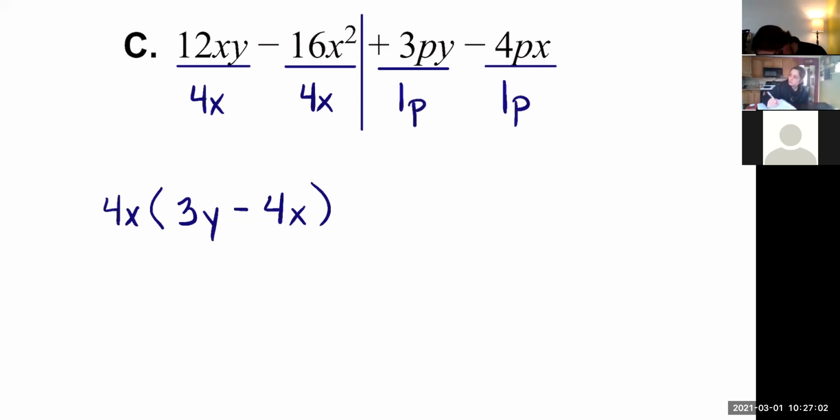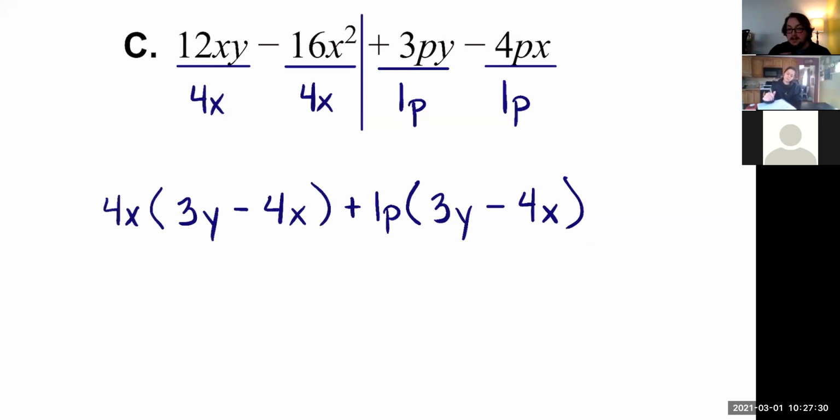Okay. So with a greatest common factor of 1p, dividing it out here, 3 divided by 1 is 3. P divided by p, nothing, it's gone. The y, well, we didn't touch it, so it just comes on down. -4 divided by 1 gives me a -4. P divided by p, it's gone also. The x just falls on down.